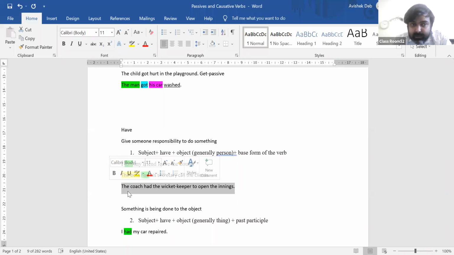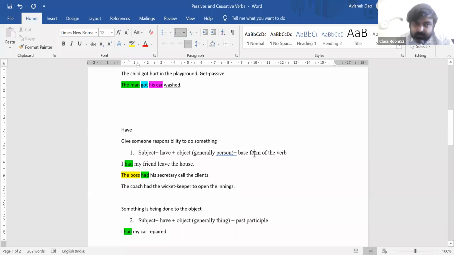You'll have to understand the basic formula of sentences with have, where the object can be a person or a thing. If you don't understand these basic things, then you will not be able to correct it. So to open, this infinitive structure cannot come. Here the verb will necessarily have the base form after the object.